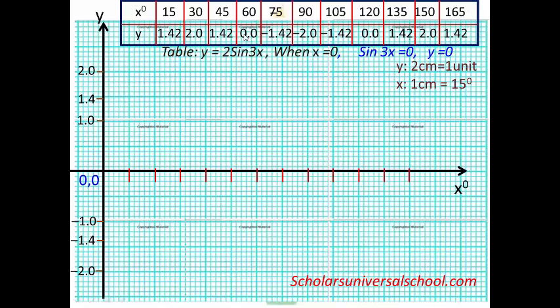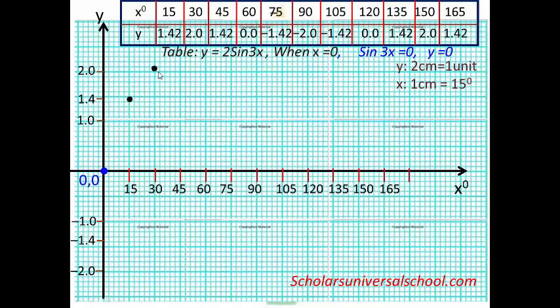So just like that. Then you recall that here sine 3x will be 0 and y will also be 0 because sine 0 degrees is 0. So we also plot our point at x equals 0. Then at 15 we are having 1.42. So this 1.42 will be around this place. So these are the values for x. So we have our 15 degrees plotted with 1.42, then 30 degrees plotted with 2.0. Here it will be here.